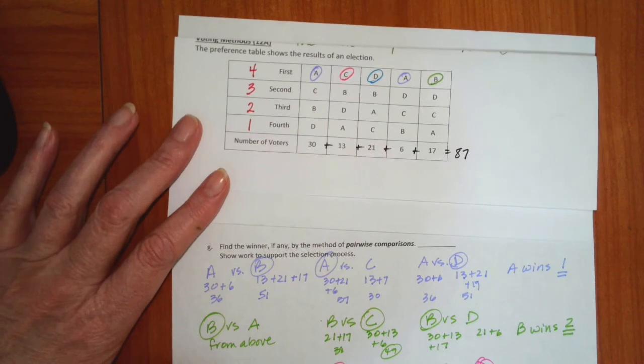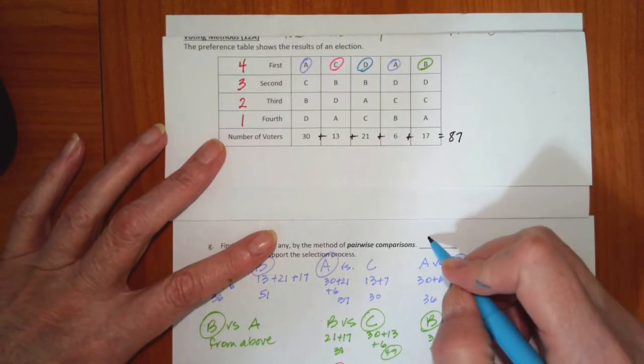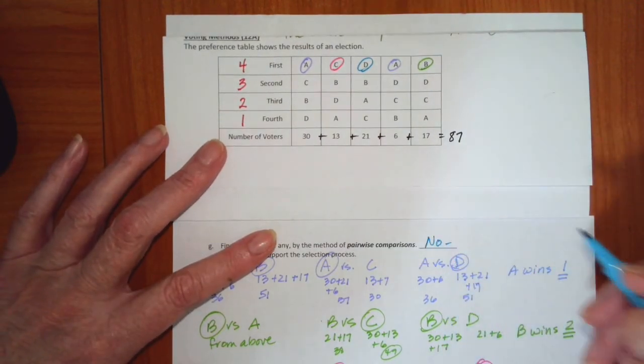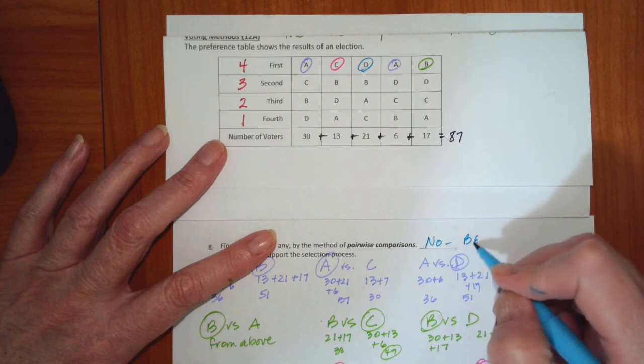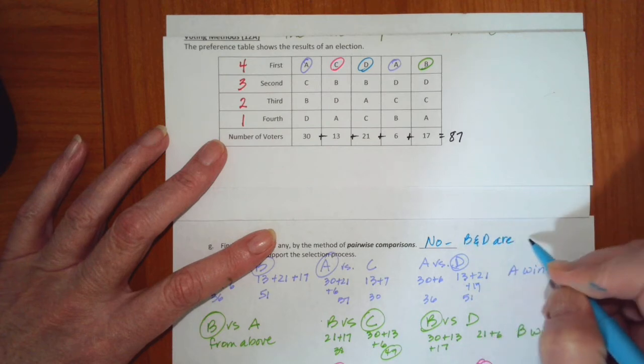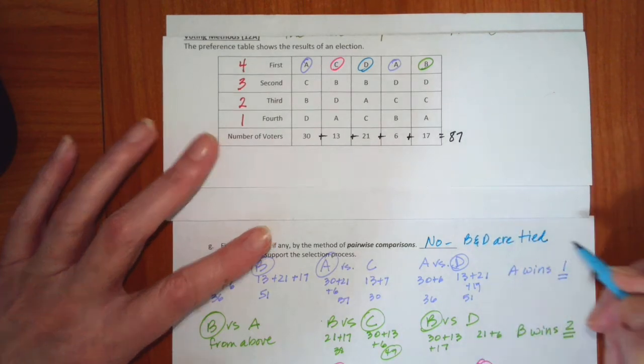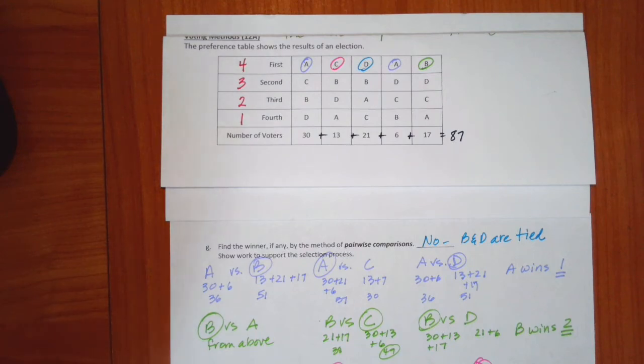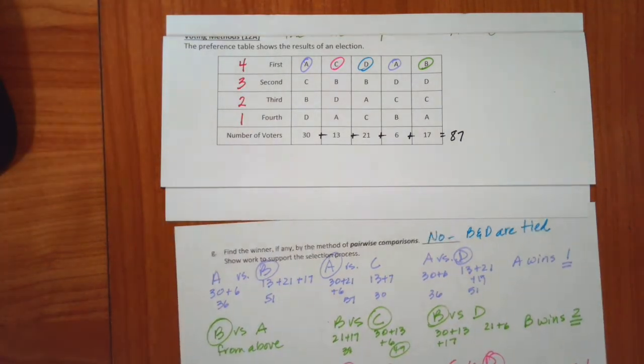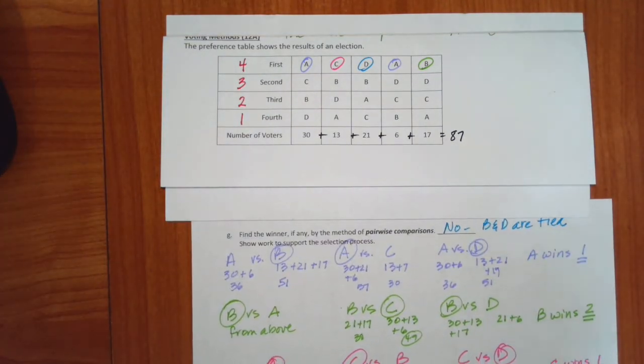Okay, is there a winner, if any? No. B and D are tied. Okay. All right, well, let's see if there is a clear winner based on everything we've done.